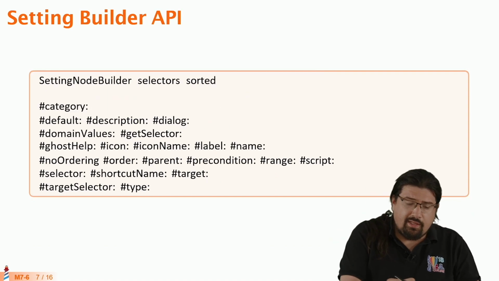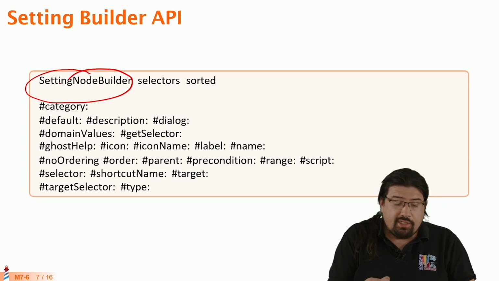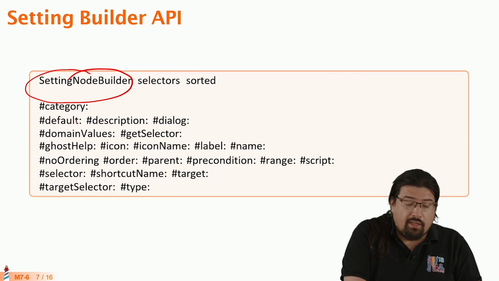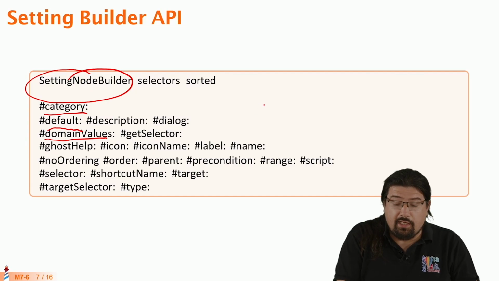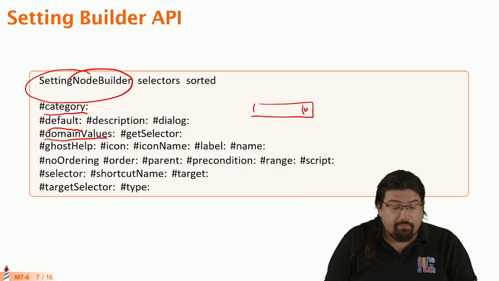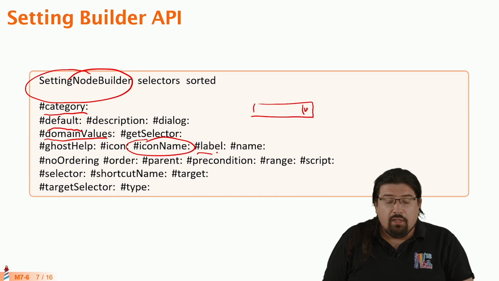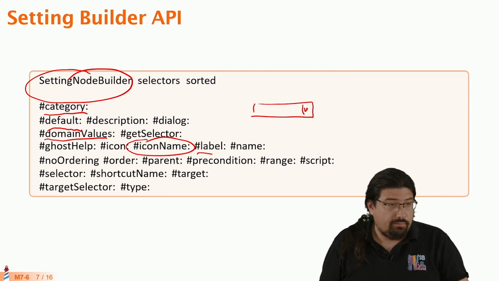As we see, the setting node builder, which is what we were analyzing before, just understands messages to be configured. In this case, to give a default value to the setting, to have a category for it. If we have different possible values, we can give a domain value, and in this case, it will produce a drop-down list with the different values. If we want to give an icon, if we want to give a label, we are configuring what we want and not how it is created.